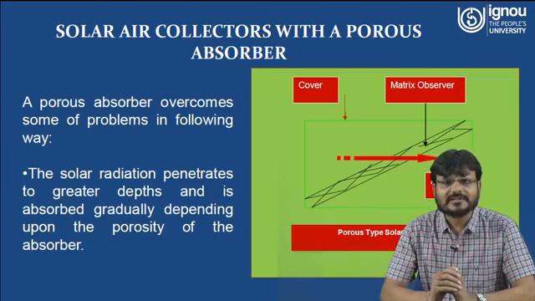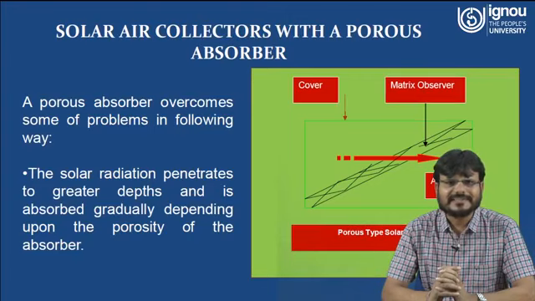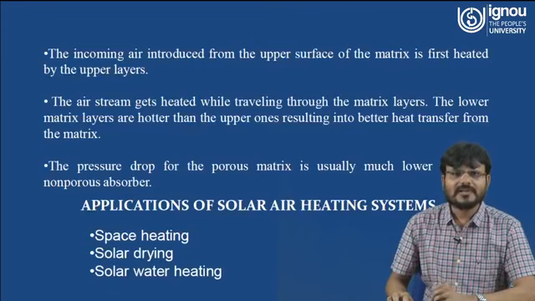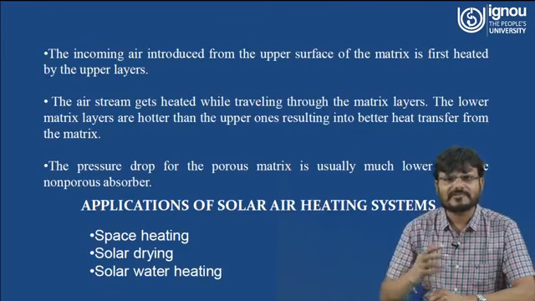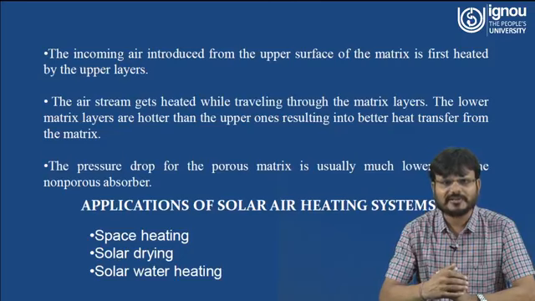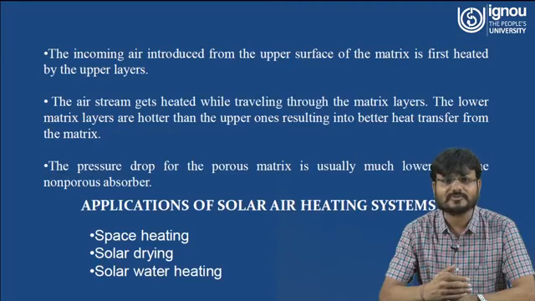Here you can see solar air collector with a porous absorber plate. A porous absorber overcomes some of the problems in the following way. The solar radiation penetrates to greater depth and is absorbed gradually depending upon the porosity of the absorber. The incoming air introduced from the upper surface of the matrix is first heated by the upper layer. Then the air stream gets heated while traveling through the matrix layer. The lower matrix layers are hotter than the upper ones, resulting in better heat transfer from the matrix. And the pressure drop from the porous matrix is usually much lower than the non-porous absorber.